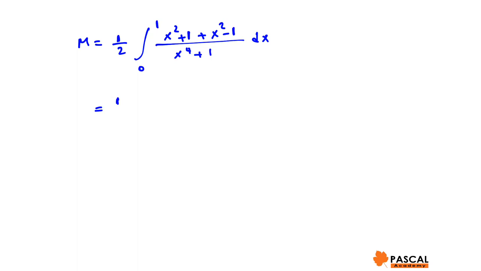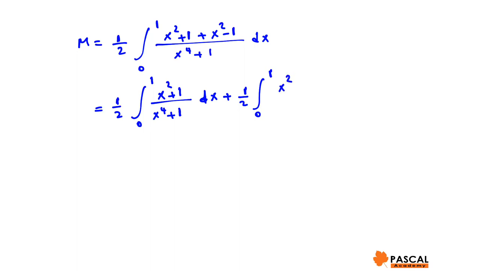To evaluate m, we write m as 1 over 2 times the integral from 0 to 1 of x squared plus 1 plus x squared minus 1, divided by x to the fourth plus 1, dx. This can be split as 1 over 2 integral from 0 to 1 of x squared plus 1 over x to the fourth plus 1 dx, plus 1 over 2 integral from 0 to 1 of x squared minus 1 over x to the fourth plus 1 dx. To evaluate m, we need to calculate these two integrals, I1 and I2.